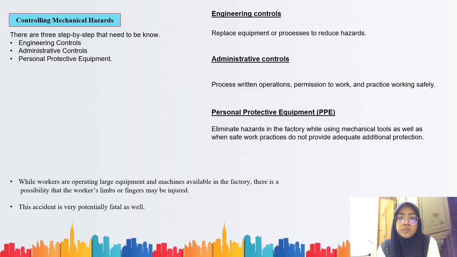When we are operating large equipment and machines available in the factory, there is a possibility that the worker's limb or finger may be injured. So this accident is potentially fatal as well.